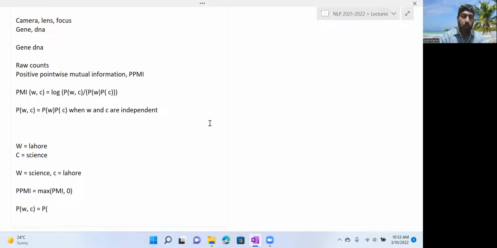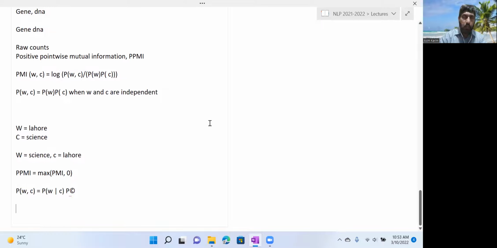Probability of word given context, then probability of context. If you do that and put it in the formula, what do we have? Probability of W given context, probability of context, and in the denominator what was there? Probability of context, probability of W. So the context probabilities will cancel. So this simplifies to probability of W given context divided by probability of W. So you can also write it in this way.